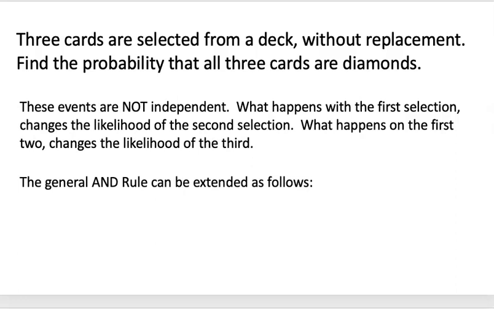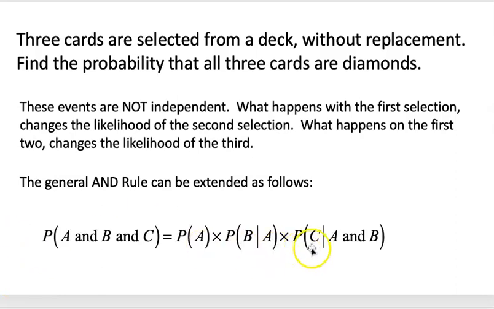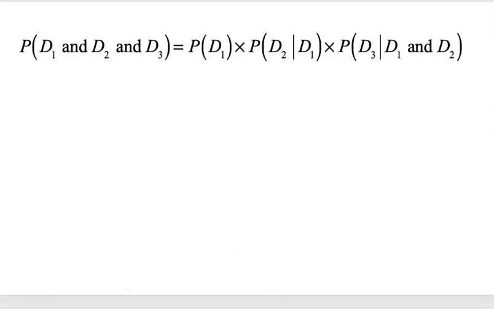So we need to extend our general AND rule. So the first part, probability of A times probability of B given A, will look similar. But then we get probability of C given both A and B, which looks fairly challenging to understand, but in reality you'll see that it follows fairly directly. So here we go. Probability diamond on the first and diamond on the second and diamond on the third equals probability of diamond on the first times probability diamond on the second knowing we had a diamond on the first times probability diamond on the third knowing both diamond on the first and diamond on the second.